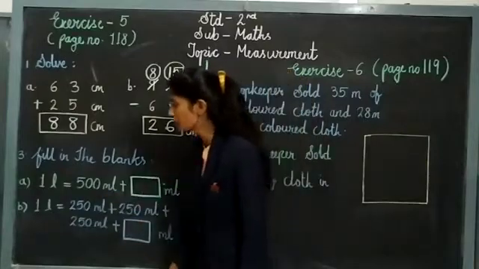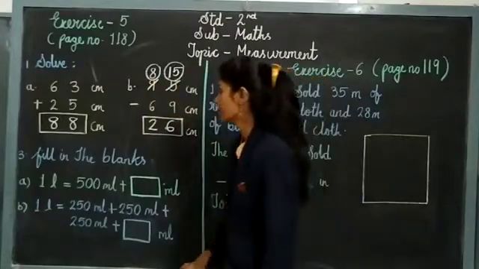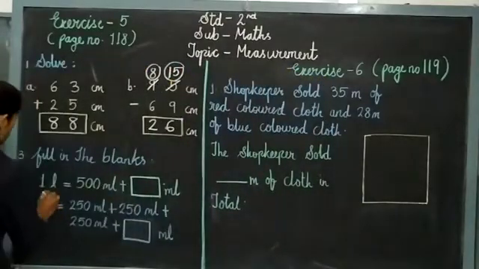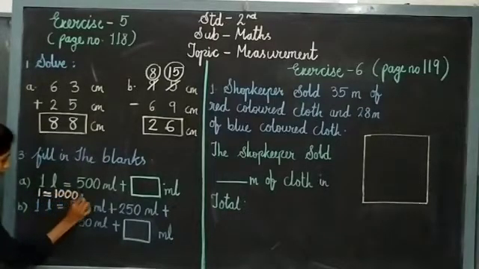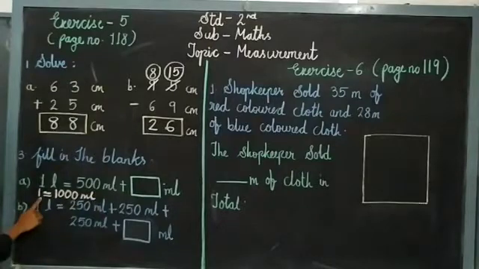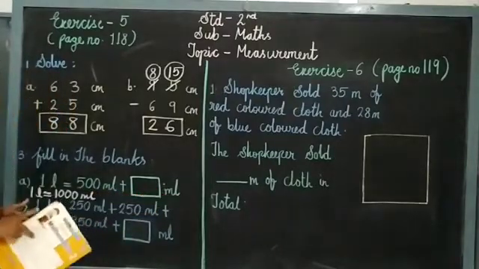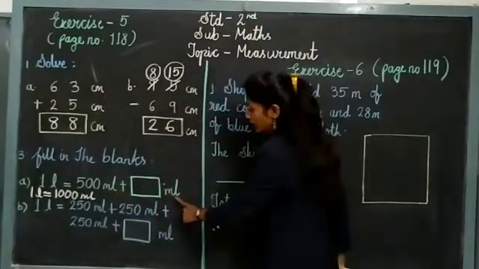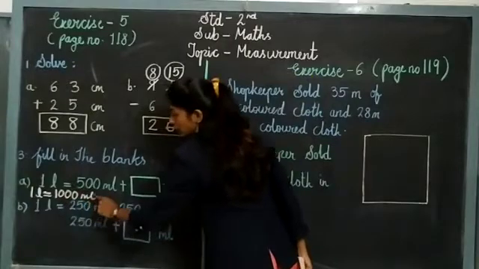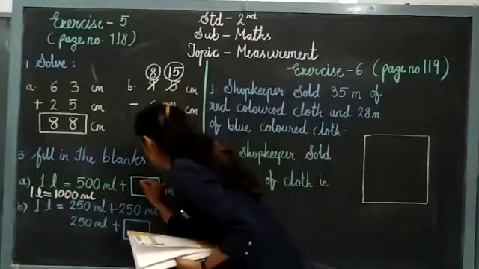Here the simple thing you need to understand: 1 liter is equal to how much milliliter children? Yes, 1 liter is equal to 1000 milliliter. This we all know. And here 500 milliliter plus dash milliliter is given. So 500 milliliter is already given. We have to write the next 500 milliliter, because 1000 milliliter gets converted into 500 milliliter plus another 500 milliliter.